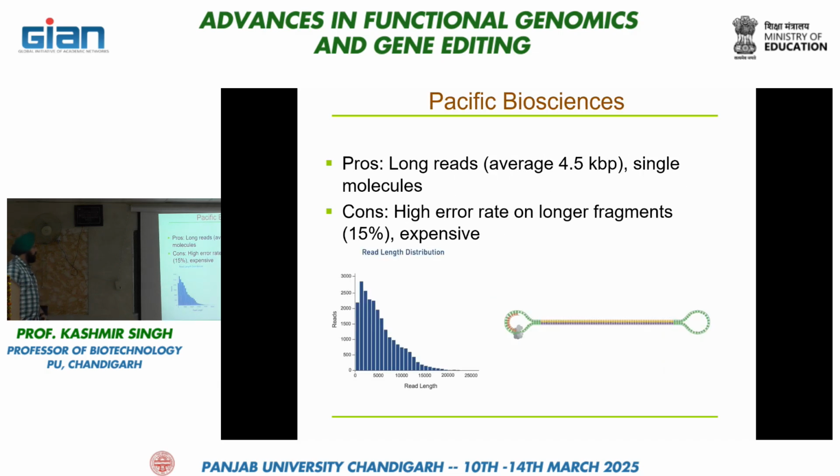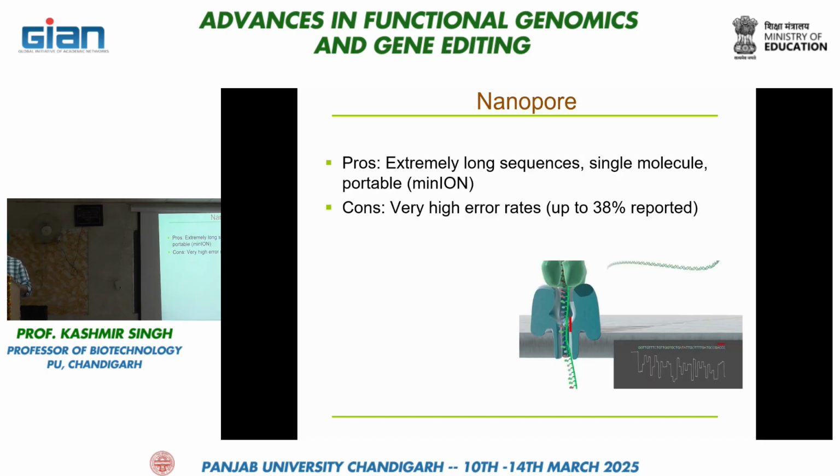Then we have Pacific Biosciences that produce up to 5 KB data on average, so you can sequence 5 KB of your DNA in a stretch. The problem with this is that it has a high error rate on the longer fragments, and it is still an expensive technology. But the advantage is that you skip all the library preparation and purification steps in Pacific Biosciences.